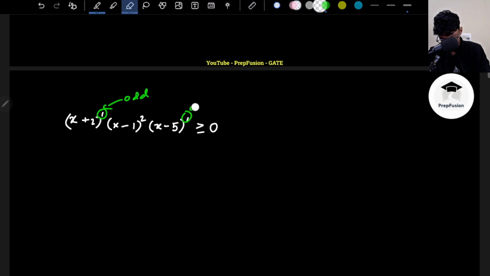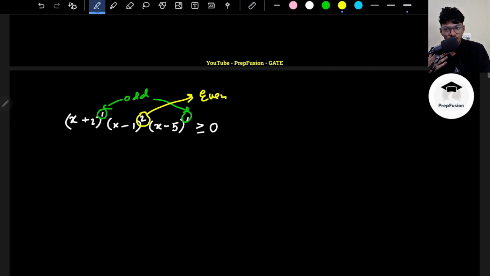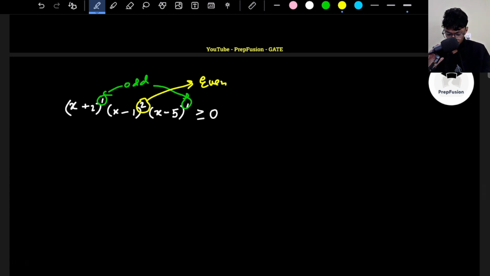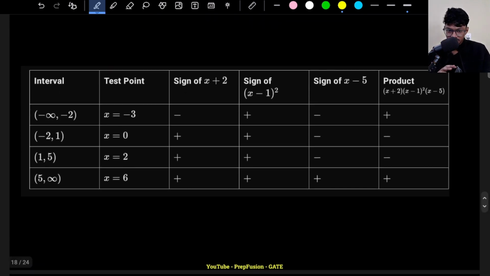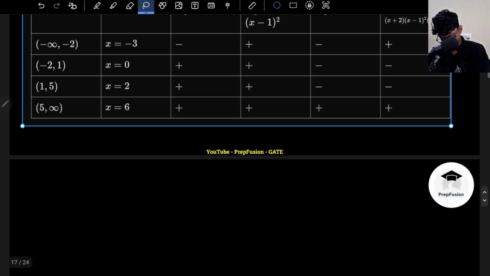Signs will change. Now this is even power, so sign will not change. So you have to take care of the powers of the factors as well. How are the powers of the factor related? Like the intervals and regions, all those things are explained over here. You can go through this, you don't have to worry.